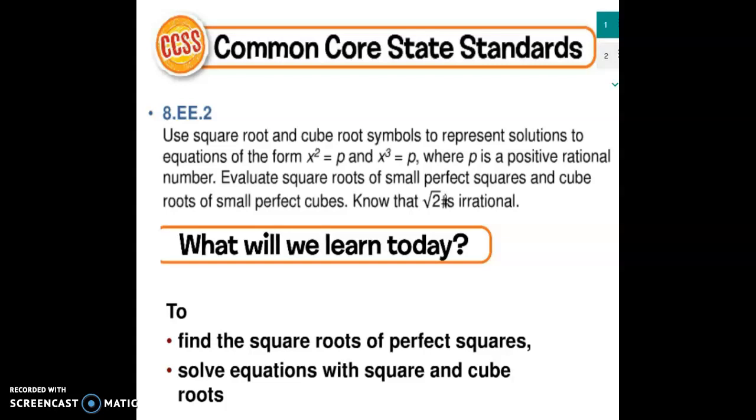Again, today we're going to learn how to find the square roots of perfect squares, and solve equations with square and cube roots. So that's what we will be learning today. And this is the Common Core Standard 8.EE.2.